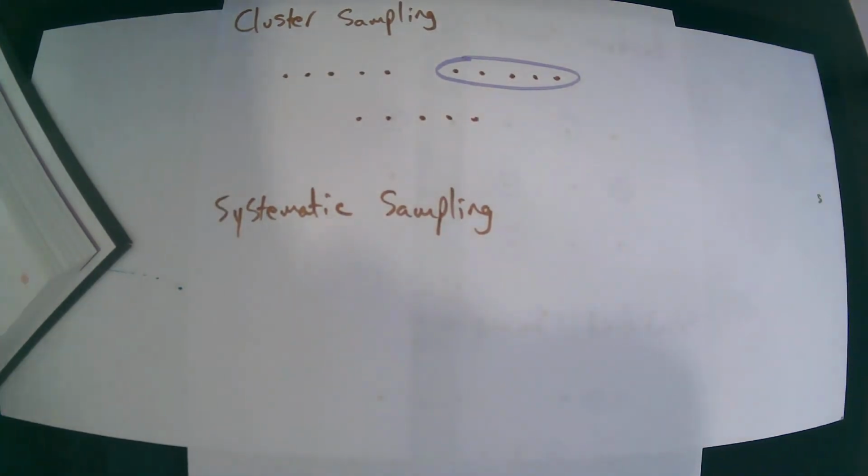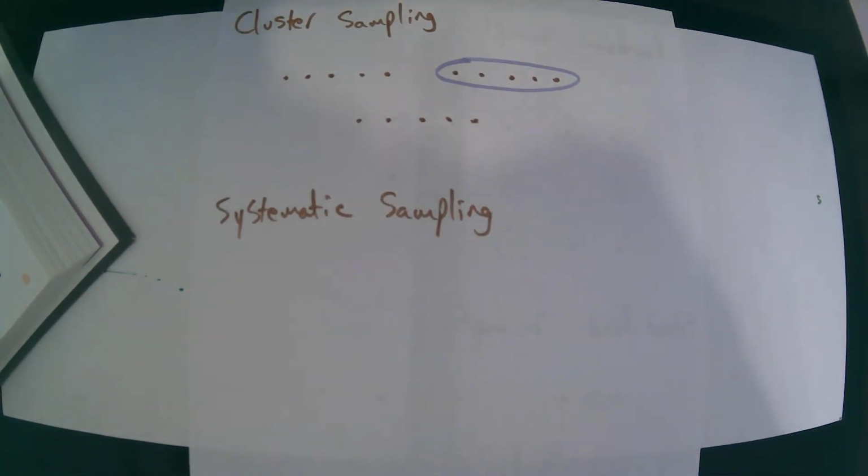Systematic sampling is next. A systematic sample is one chosen by selecting every nth member of the population. Okay, it's not a random sample. You pick some number n, depending on how large your population is and how large you want your sample size to be, and you just select every nth member.